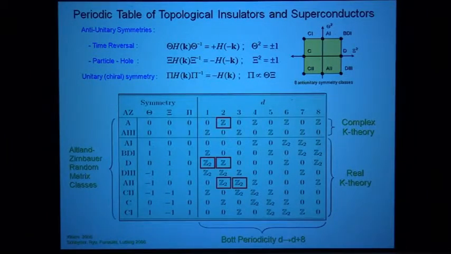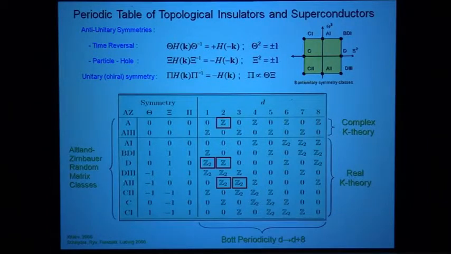What I understand are the special cases. In particular, class A, where you don't have any of these symmetries, describes the quantum Hall effect. You have a quantum Hall effect in 2 dimensions, characterized by the Chern number. In 4 dimensions, there's another kind of quantum Hall effect, which is characterized by the second Chern number, etc.